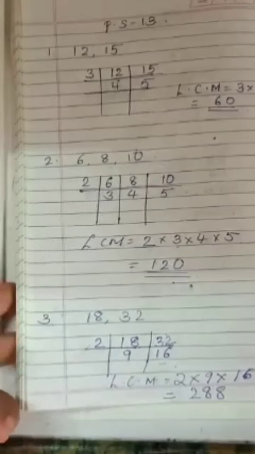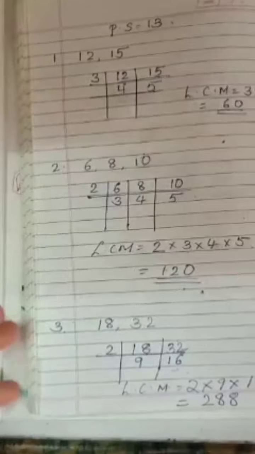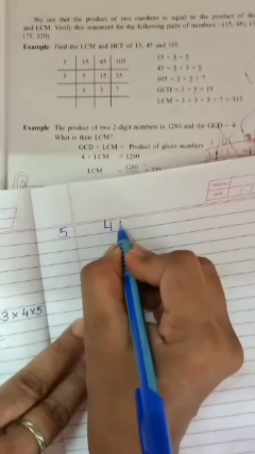Okay, this was the third sum. Now I will only do a few sums for you. I will do the remaining. Now the fifth sum I will do. Shall I do the fifth sum for you, that is 45 and 86.